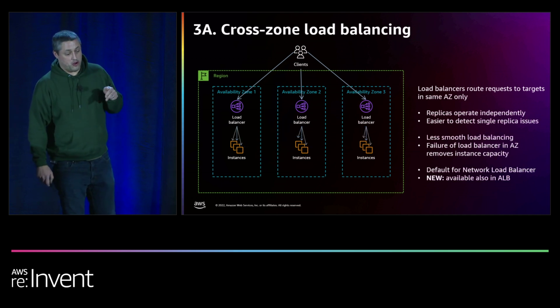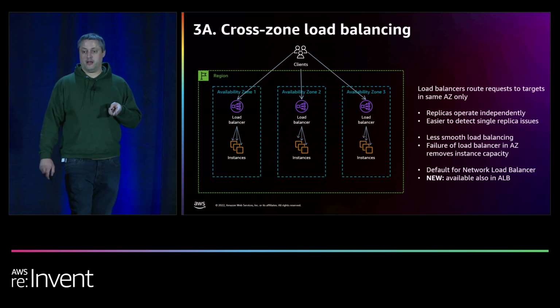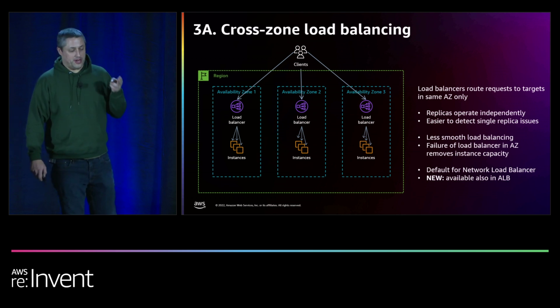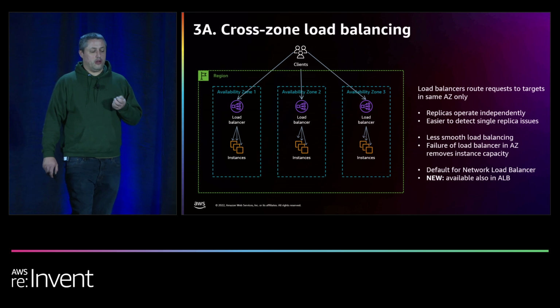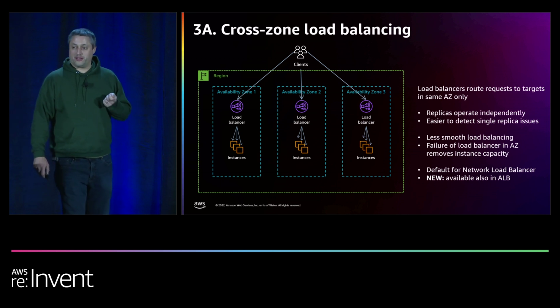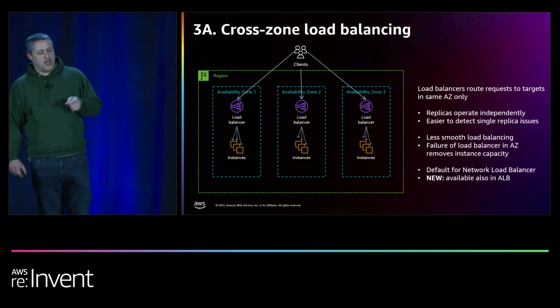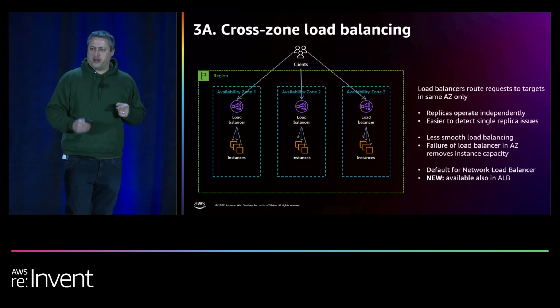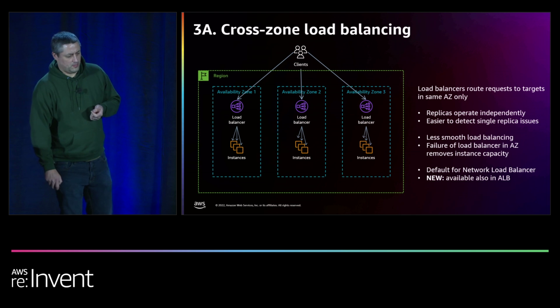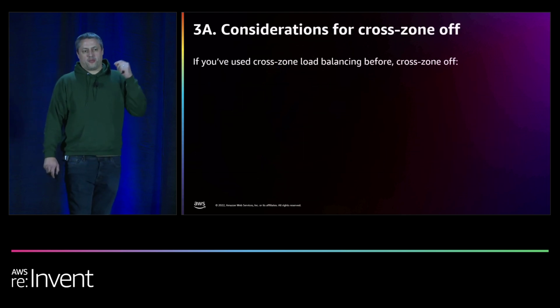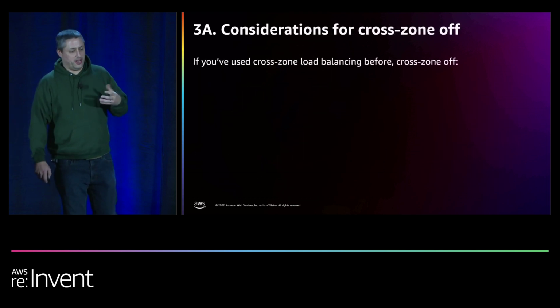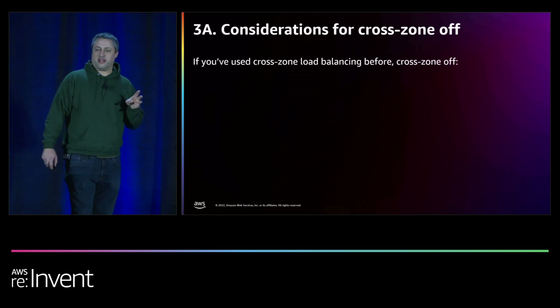So turning cross-zone load balancing off looks more like this. If you hit the IP address of the load balancer in AZ1, you know you're hitting the instances in AZ1 as well. So it makes that detection much easier. And it also reduces the interactions between AZs. So to some degree, at least for this strategy, I'm suggesting you may want to turn cross-zone load balancing off.